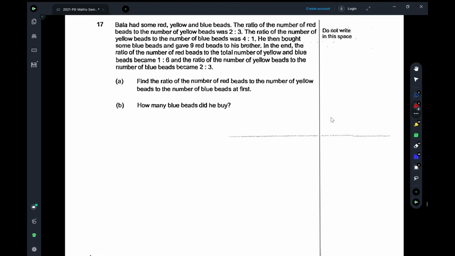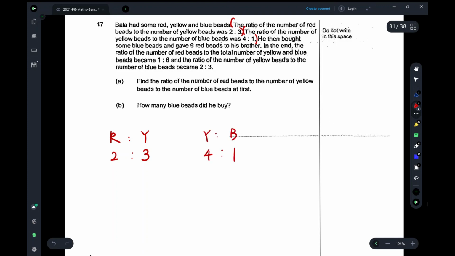The ratio of the number of red bits to yellow bits was 2:3. Okay, this part is simple. Red is to yellow, 2:3. Alright, the ratio of the number of yellow bits to the number of blue bits was 4:1. Okay, nothing difficult about this part yet. Okay, and up to here, I realize that yellow is repeated and yellow should be the same.